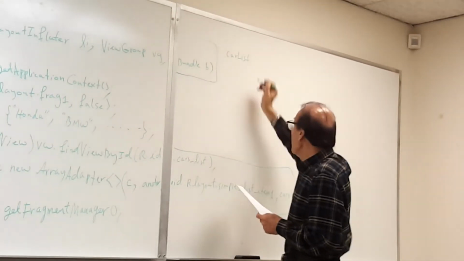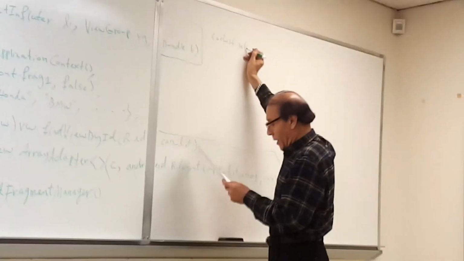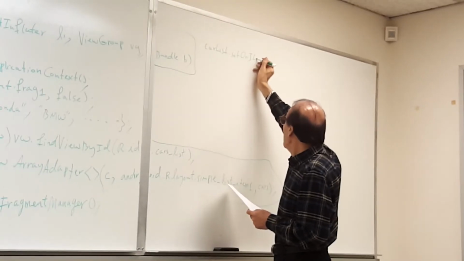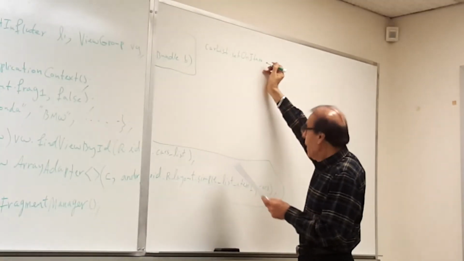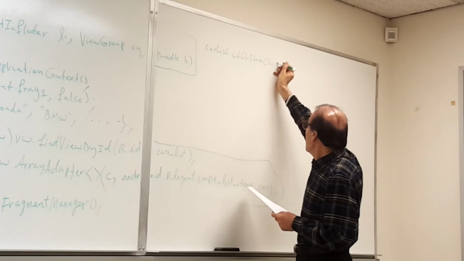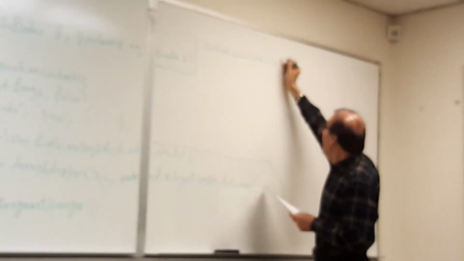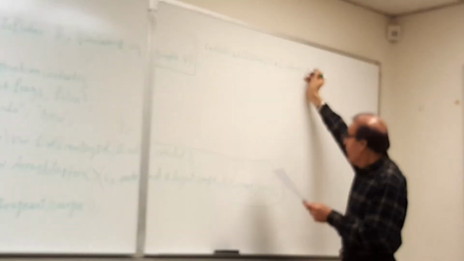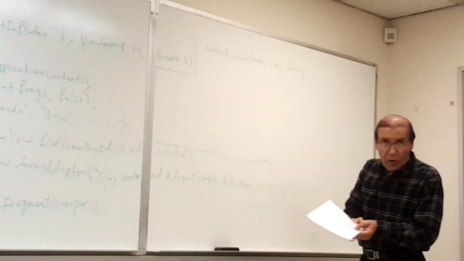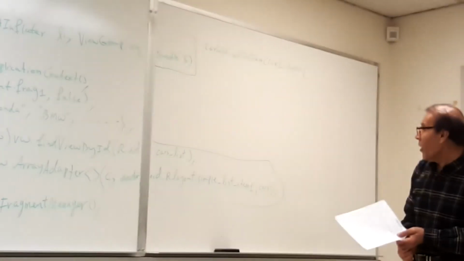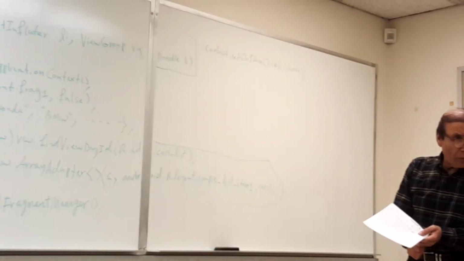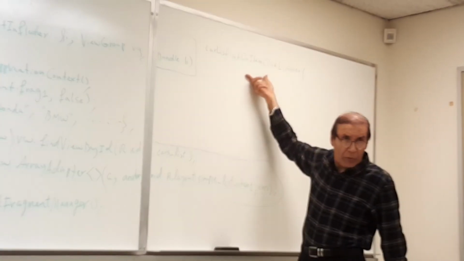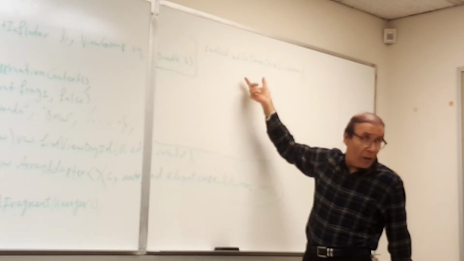Car list dot set on item click listener. What does set on item click listener do? What is that for? To set the listener.